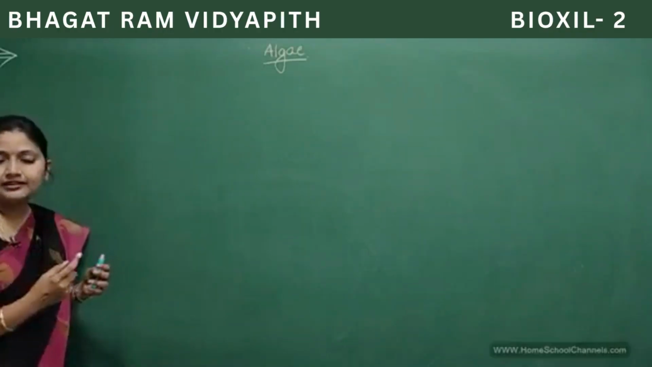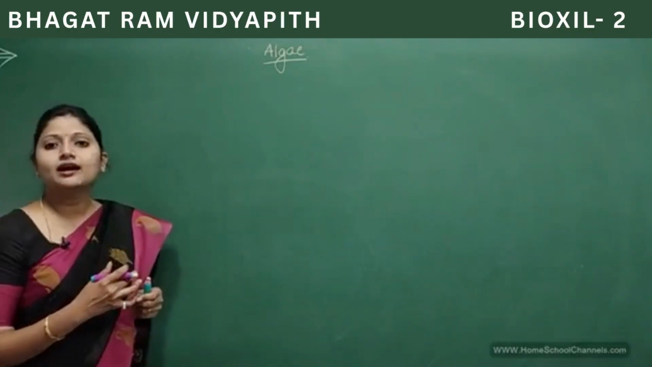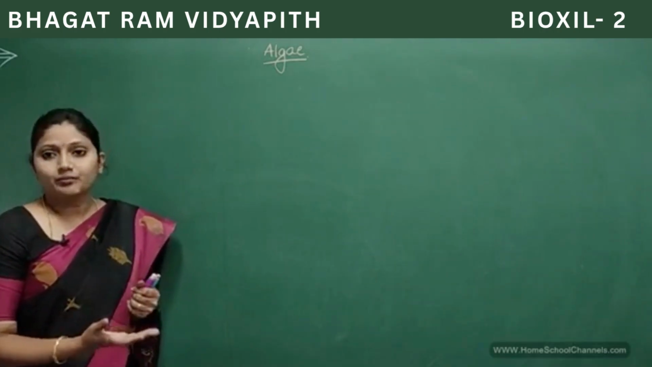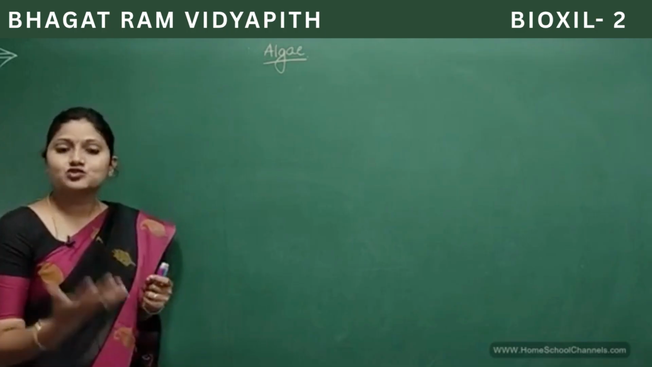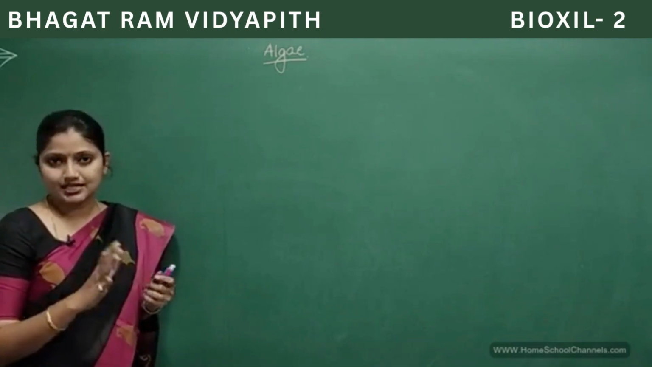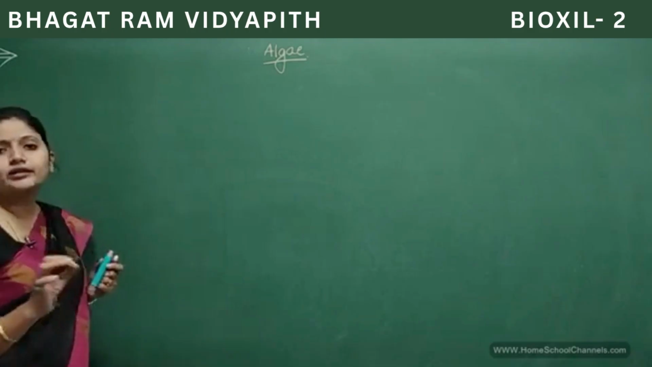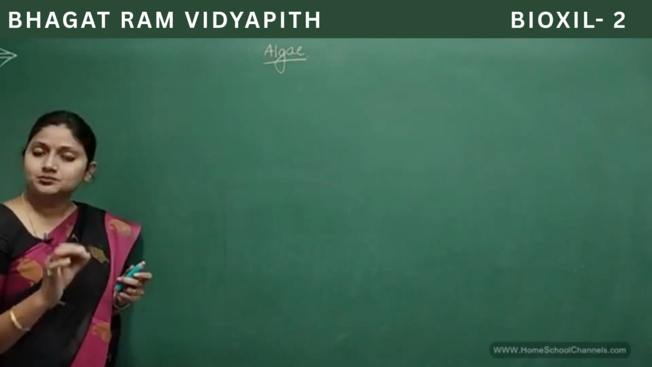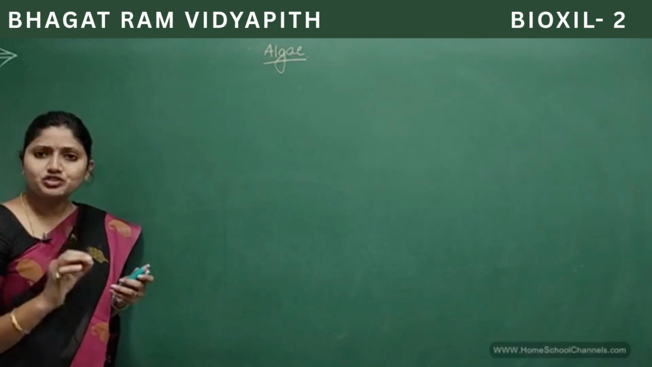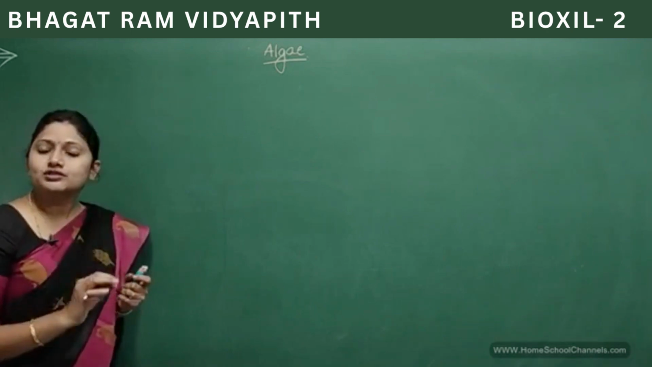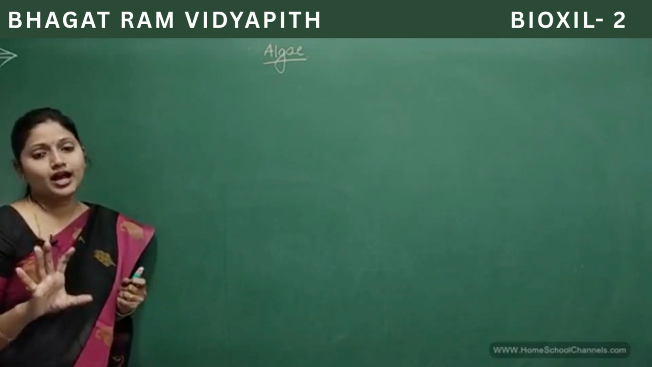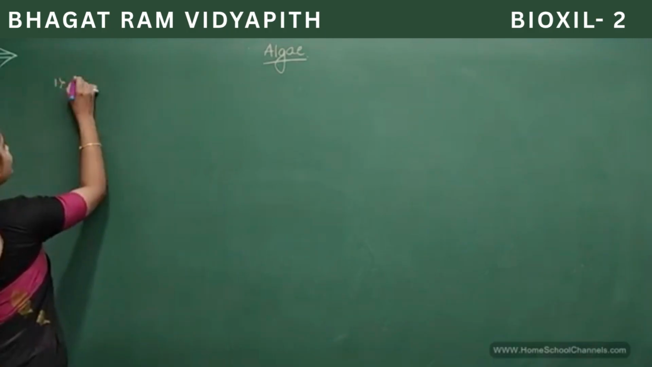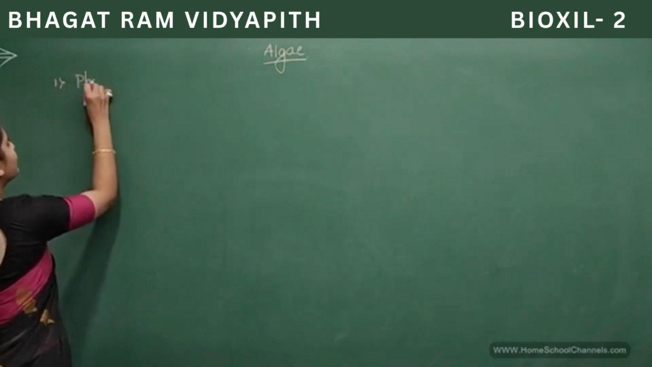So general characteristics. How exactly does the algae reproduce, what is the cell wall of algae made of, or what exactly is the size and shape of the algae? That is all we will see here now. The first very important point to remember about algae is that these are organisms which usually are photosynthetic in nature because they have chlorophyll present in them. So the first character is they are photosynthetic.